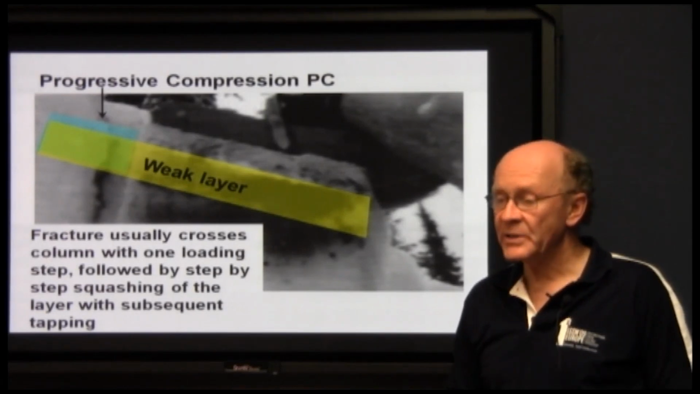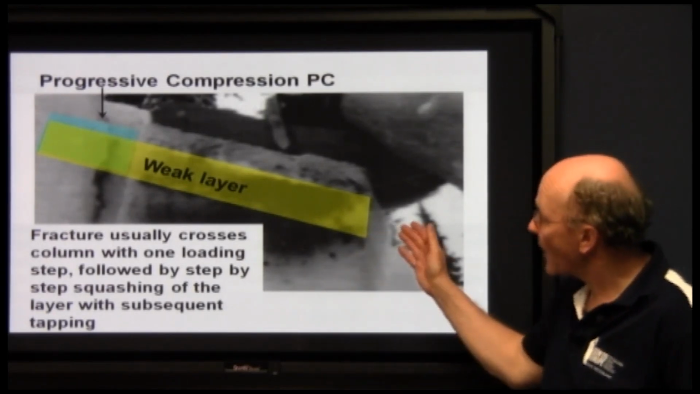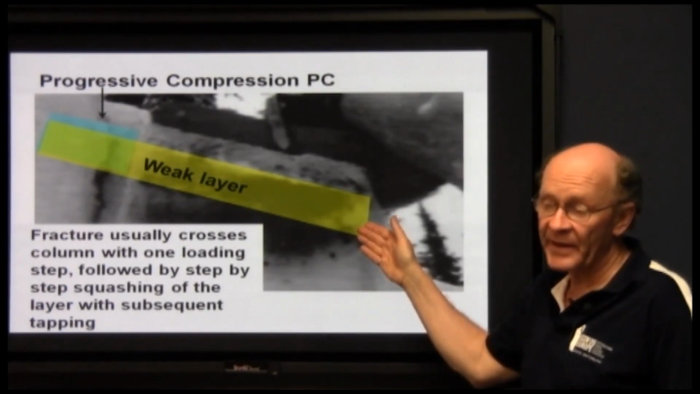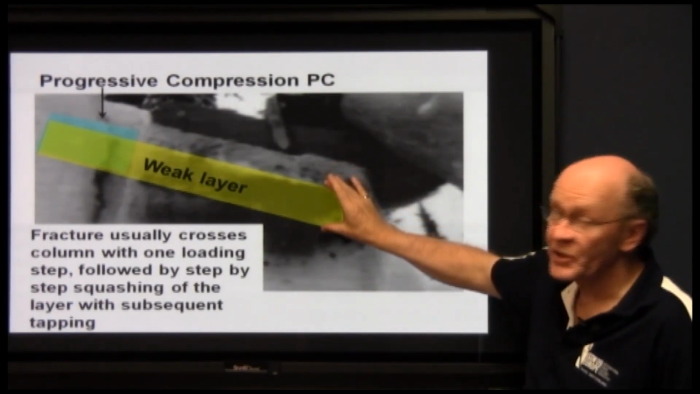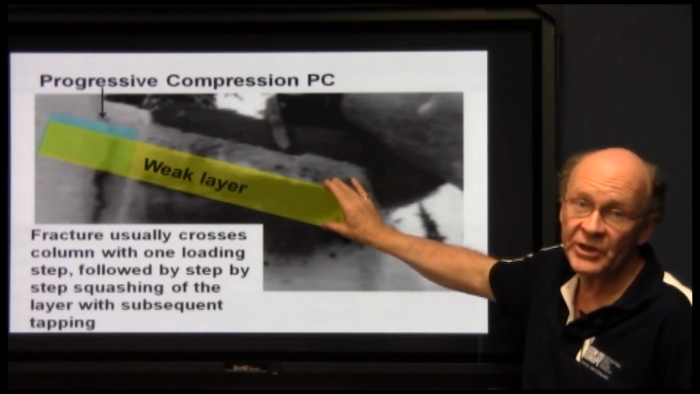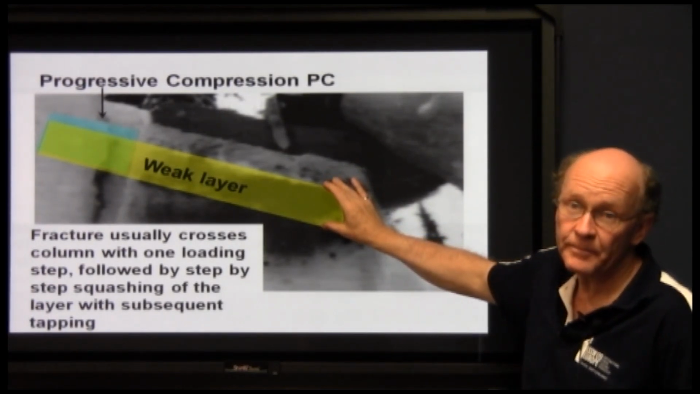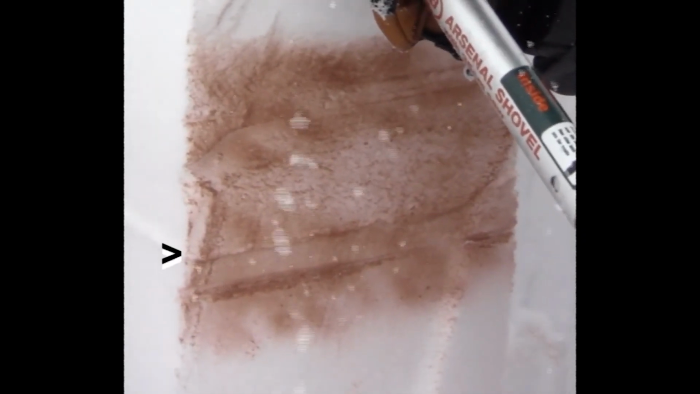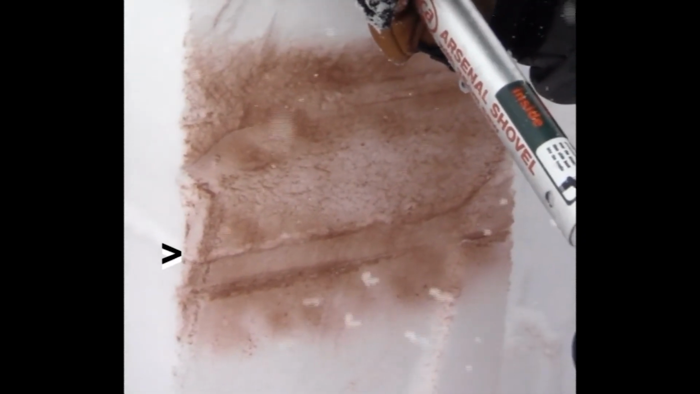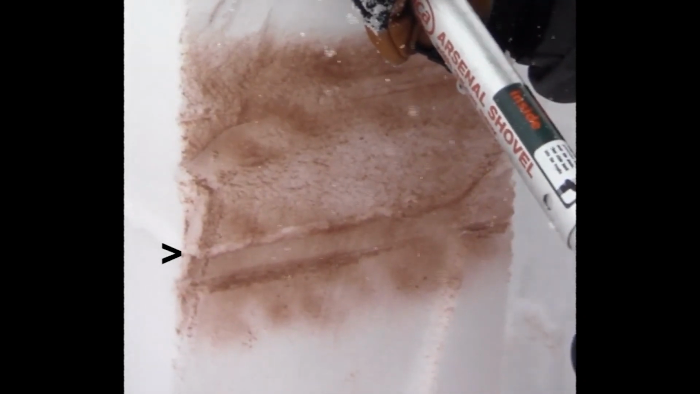So for the progressive compression, or PC kind of fracture, the fracture normally crosses the column with one tap, that is one loading step, and then when we do subsequent loading steps, it squashes. So we have progressive squashing or compression of this rather thick weak layer. In this slow motion clip of a progressive compression fracture, the fracture crosses the column, and then we see step-by-step squashing of the thick weak layer. In this example of a progressive compression, the arrow points to a thinner weak layer that fractures and then progressively compresses.